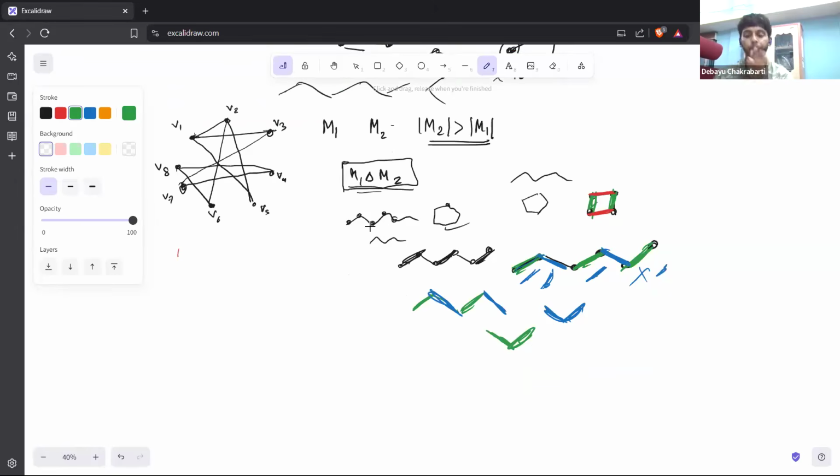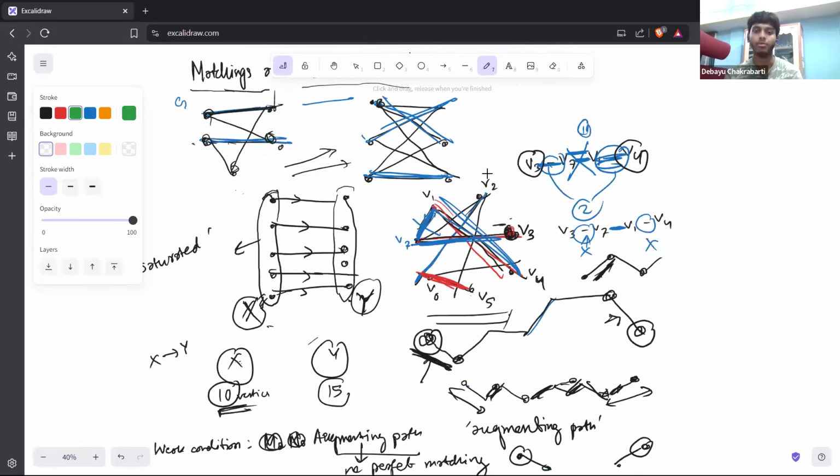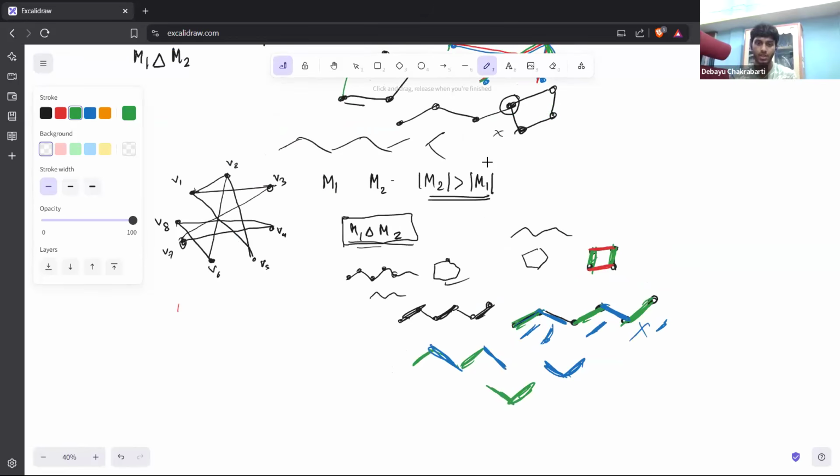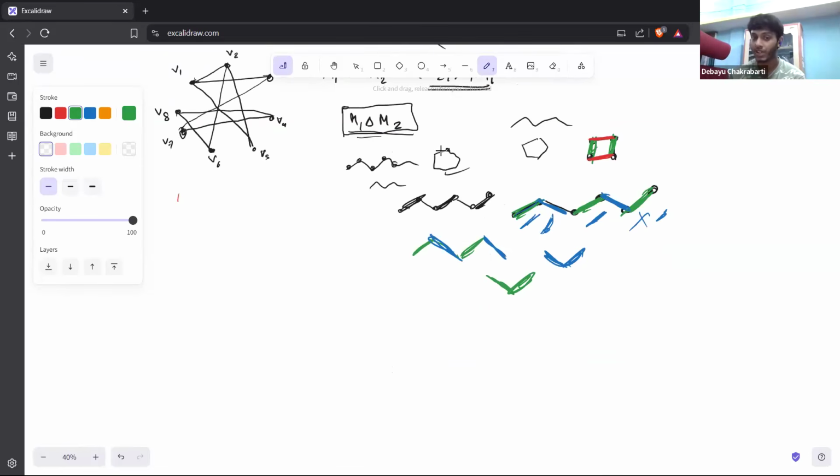Is that clear to everyone? Yeah. Great. Okay, now we have a good structural understanding of how matchings work, how perfect matchings work. And again, we're going to introduce a sort of weak condition and extend it to be very strong later on.